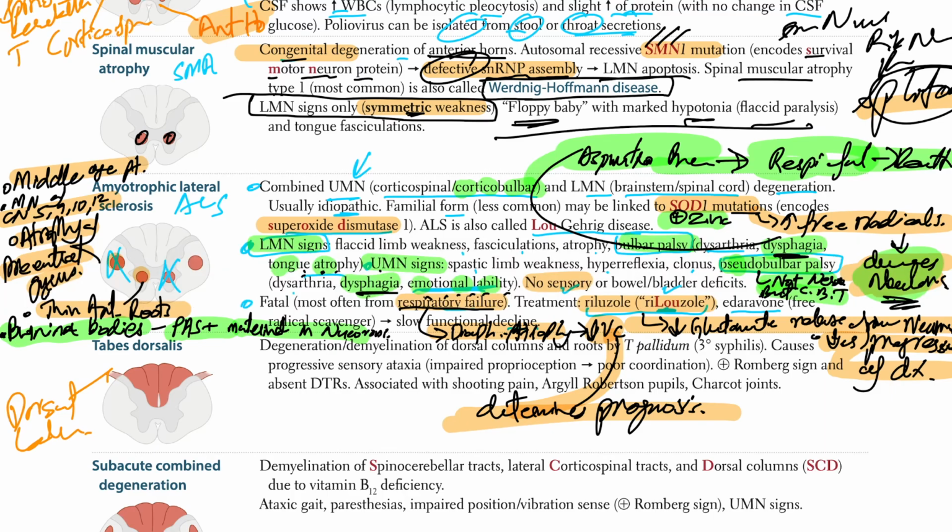ALS is a middle-aged patient with upper motor neuron and lower motor neuron damage, because when you knock out your anterior horn, you're going to get lower motor neuron damage. You knock out your corticobulbar and corticospinal tracts, you are going to get an upper motor neuron lesion. But importantly, no sensory or bowel and bladder deficits.